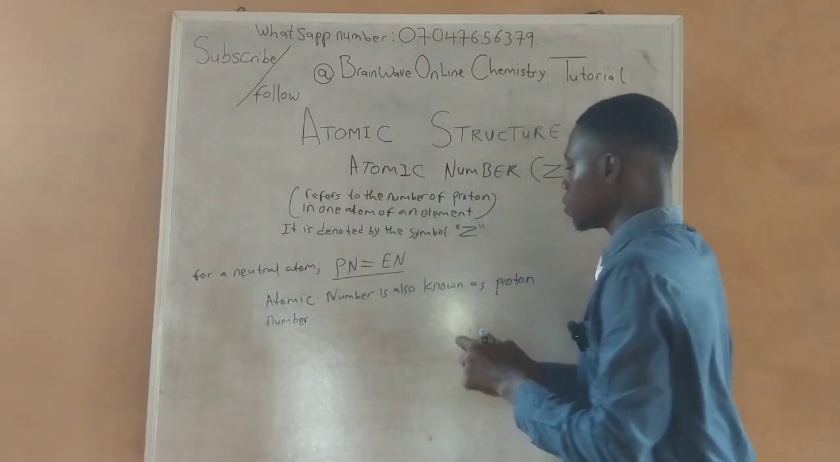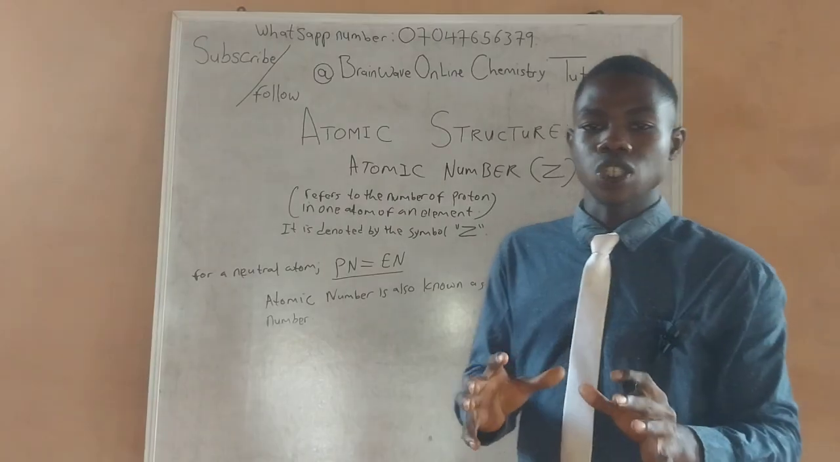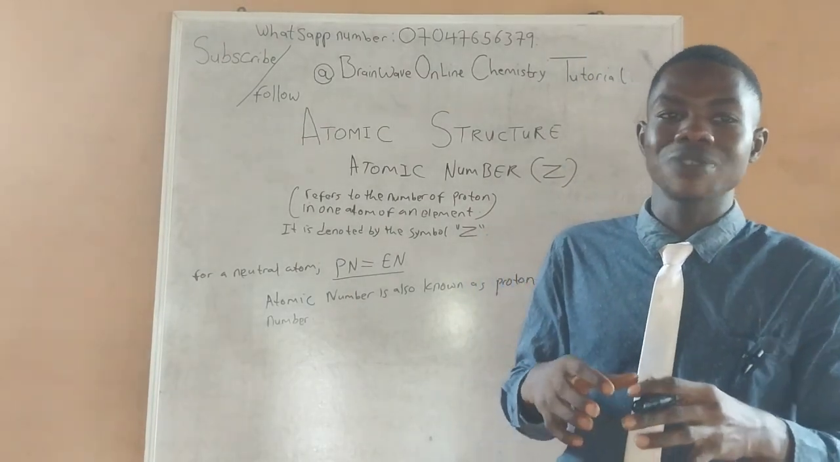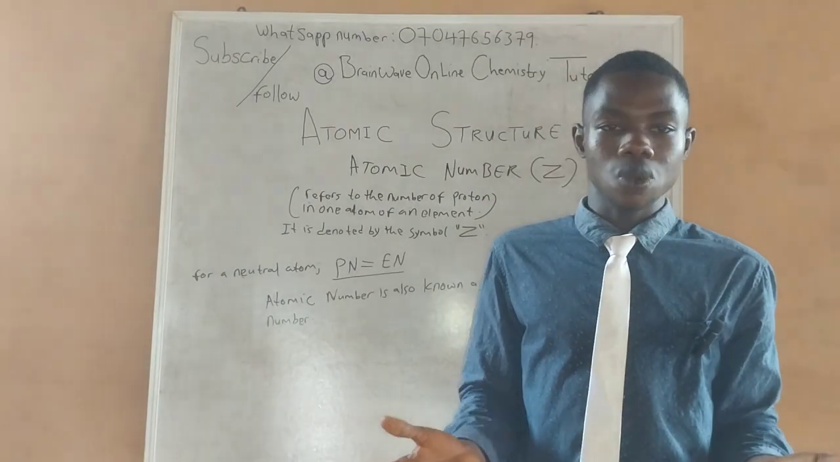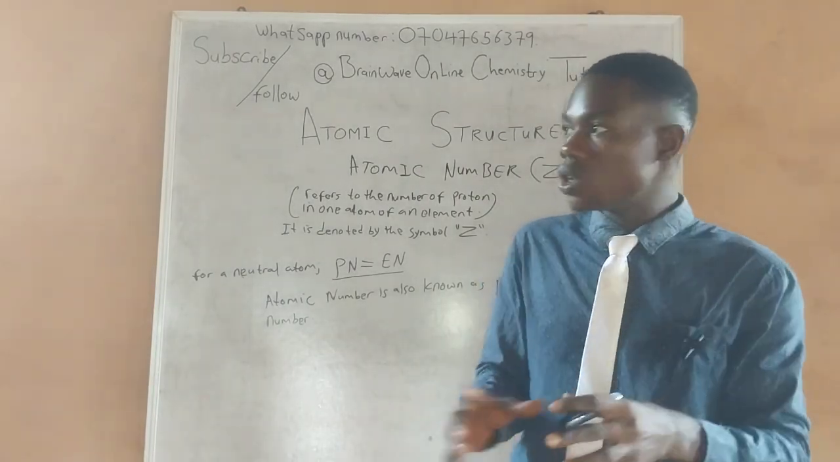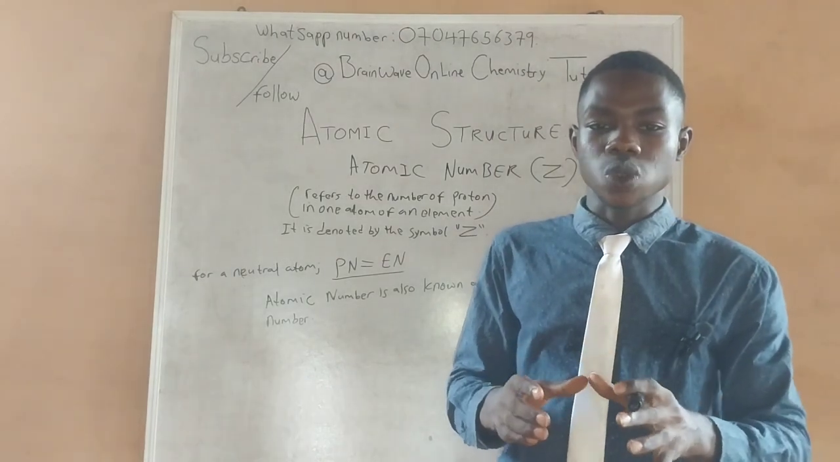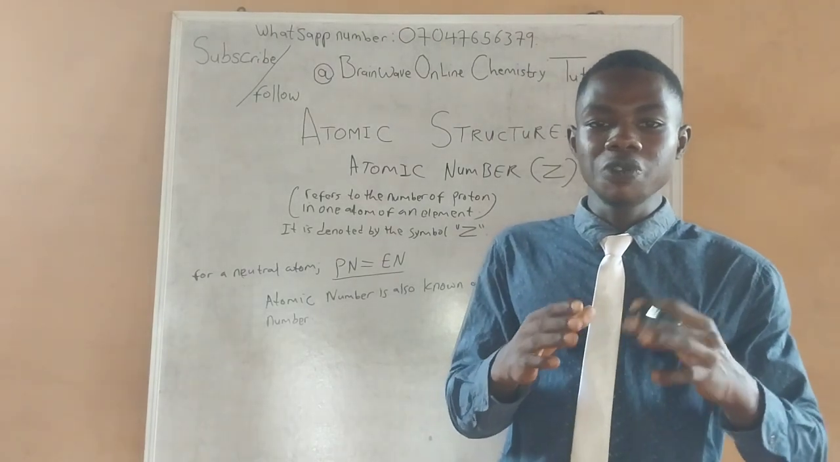So please, we should take note of this: atomic number is also known as what? It's also known as proton number, which means that if atomic number has a value of 12, then proton number is also 12. Please take note of all these key parts and areas that I'm bringing out right now. From here, we'll be moving straight to the last part of this session.